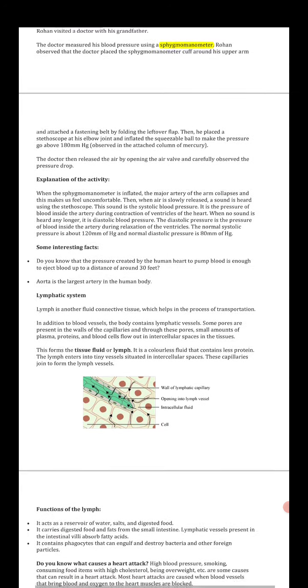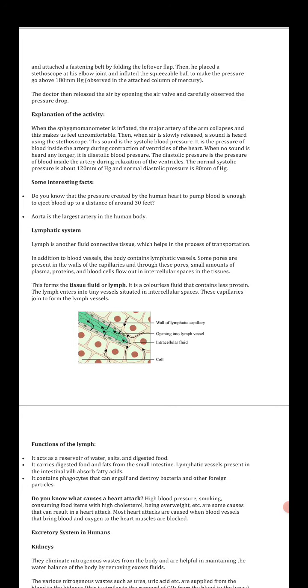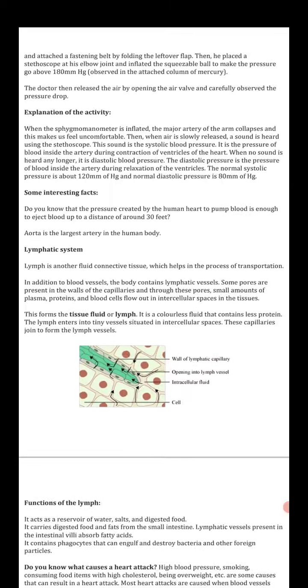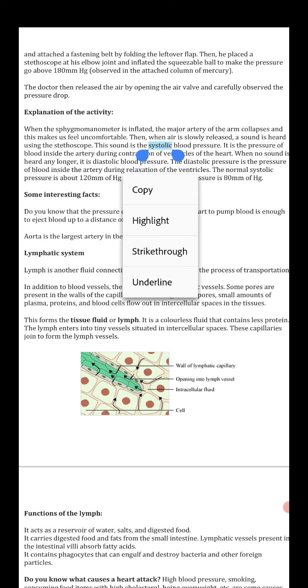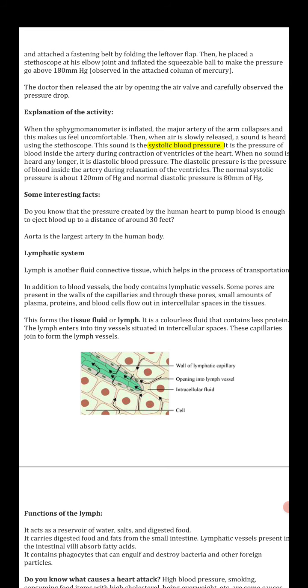Next is the explanation of the activity. During the time of measuring the blood pressure, when the sphygmomanometer is inflated, the major artery of the arm collapses and this makes us feel uncomfortable. Then when air is slowly released, a sound is heard using the stethoscope. This sound is called the systolic blood pressure, and it is a measure of the blood inside the artery during the contraction of the ventricles of the heart.